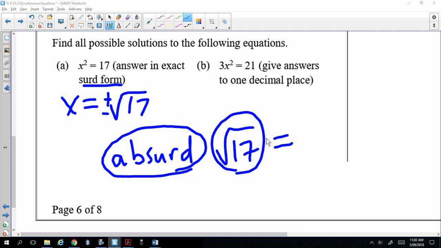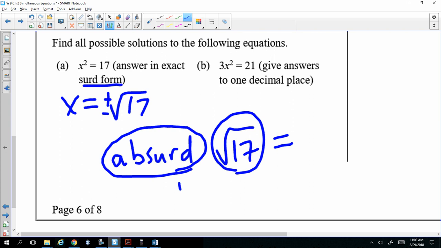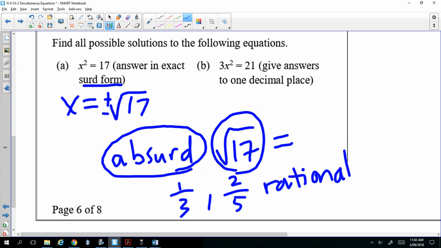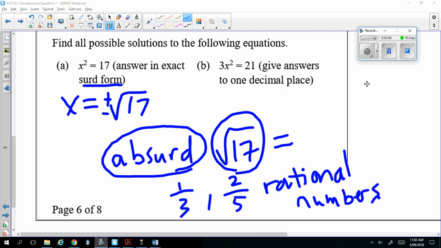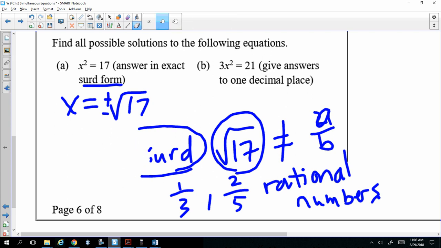Now, there's a story behind it. We call fractions, things like 1/3 or 2/5, rational numbers, like someone being rational. And these numbers are irrational. Absurd means irrational. They cannot be written as a fraction. That's why it's called surd. Now, to make it not root, we call it surd. For example, 5.